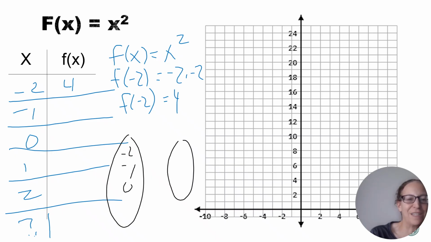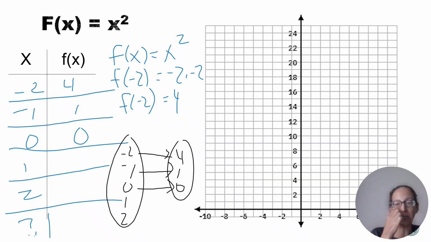-2, -1, 0, 1, 2. And so we've got the 4. Okay. And so we've got that mapping. -1, that would be -1 times -1, which is 1. And so we've got this piece, so it's mapping there. 0, love 0. 0 times 0 is 0. And so we've got the 0 mapping to the 0.